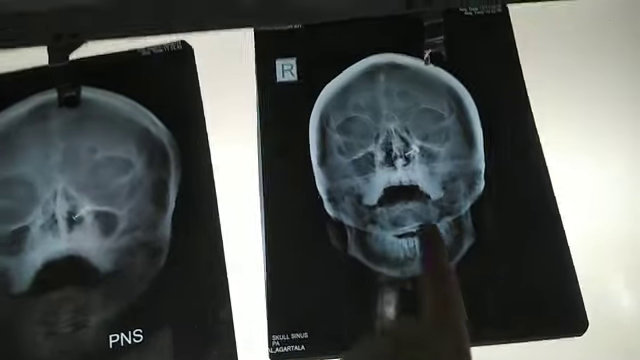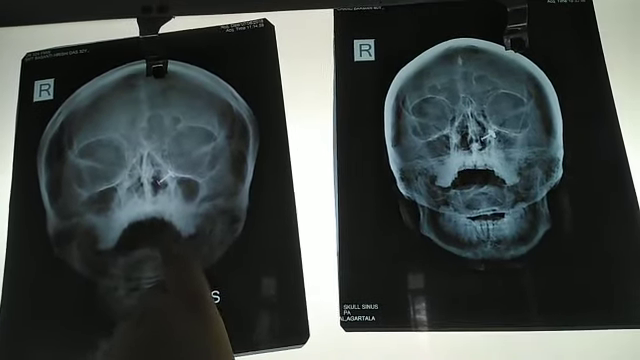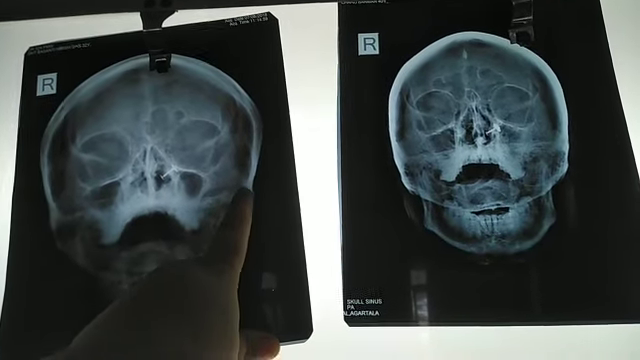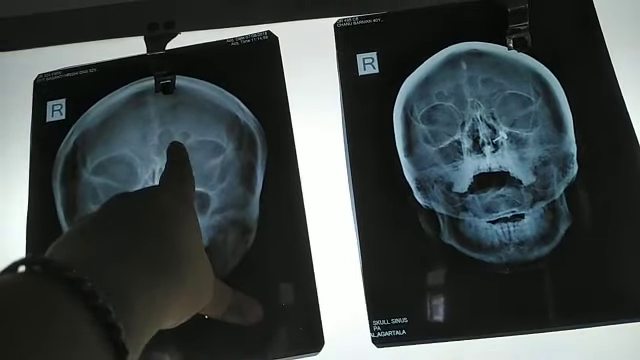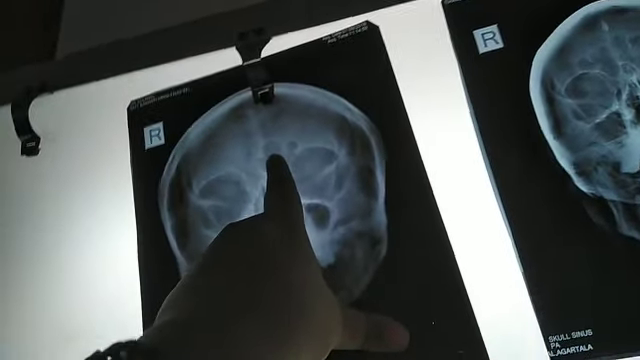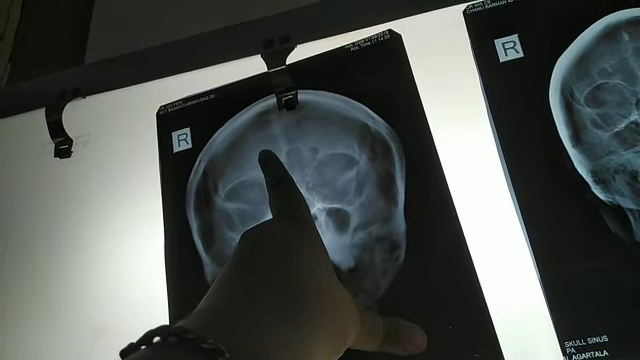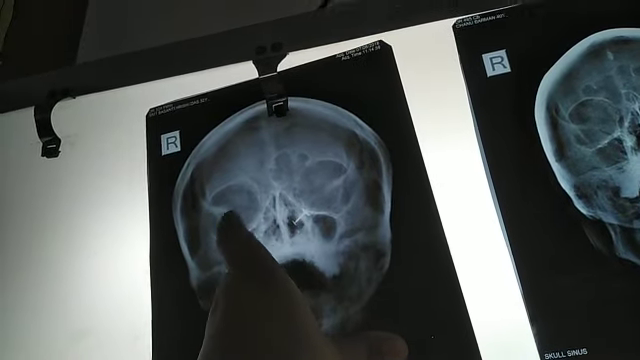Here in this area you can see the sphenoid sinus. This is the maxillary sinus. This is my condylar region area. This is the petrous ridge. This you can see here is the frontal sinus. I can see it only on the left side, not on the right side. That means the patient has a rudimentary frontal sinus and it is missing on the right-hand side.